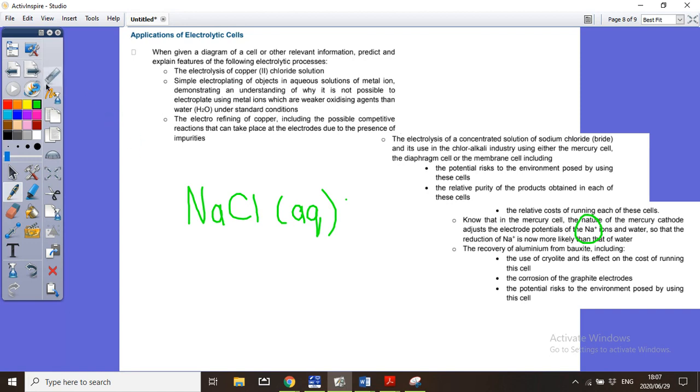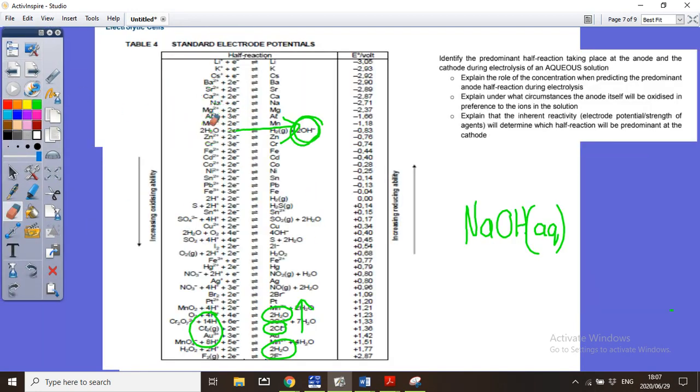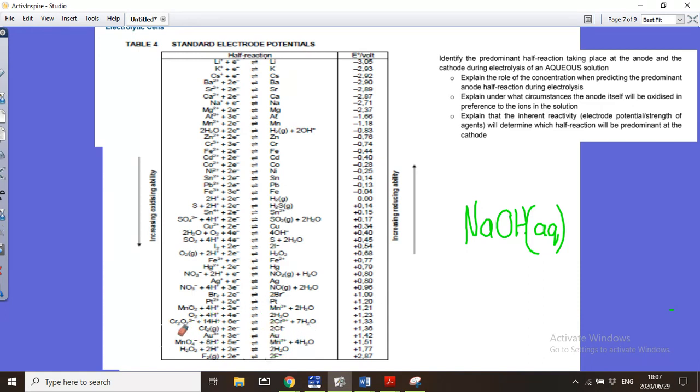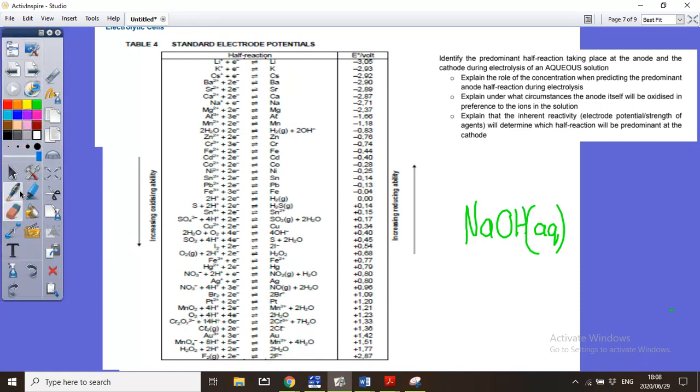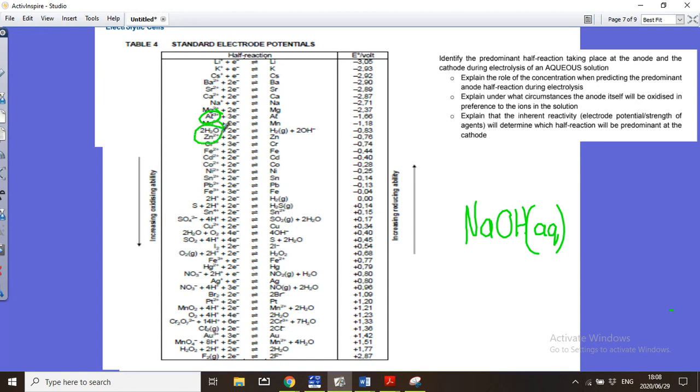Aluminium, I've already mentioned. We don't use aluminium AQ because you will see that if we did, the aluminium, let me just clean up a little bit. If you were using AQ, you'll see aluminium is here and water is here. So I would never form aluminium because the water would be the strongest oxidizing agent and therefore I would form hydrogen gas. So I can't use AQ or solution of aluminium.